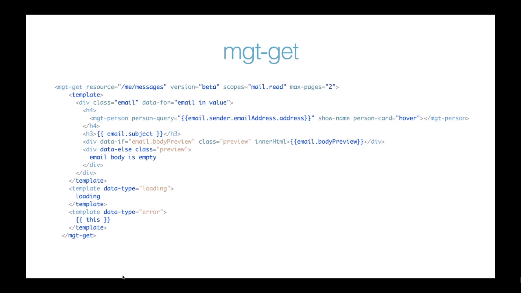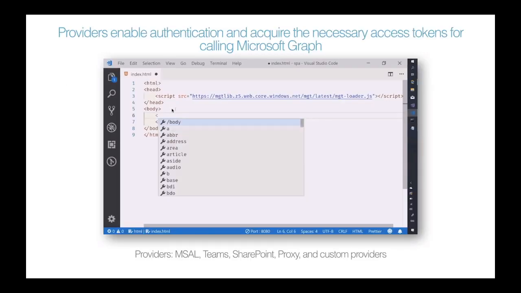MGT-Get, we already kind of touched on this. Remember to supply your resources, your version, and your scopes, and you can also do paging with it, and use your own template to show specific data. And I keep hearing people telling me that it's very important or interesting or convenient. At the bottom, you can see template data type loading, and data type error. So you don't have to build your own loading and error version of the UI as well. So something to keep in mind.